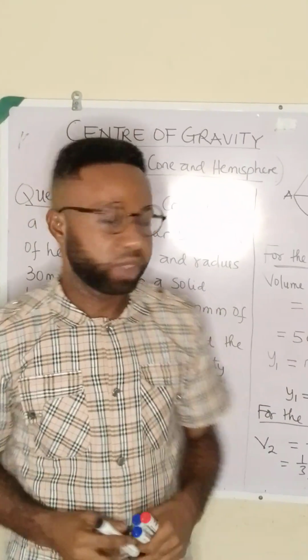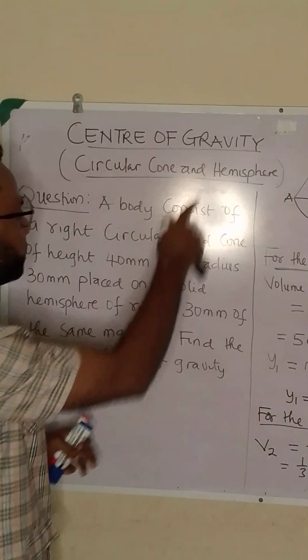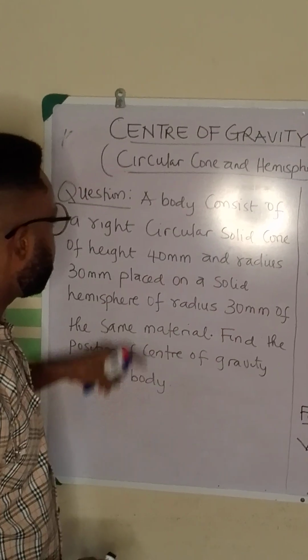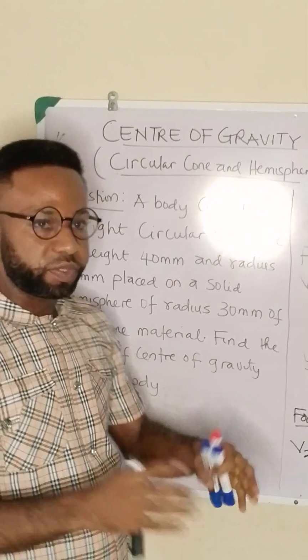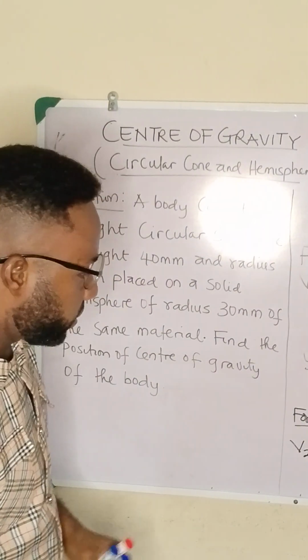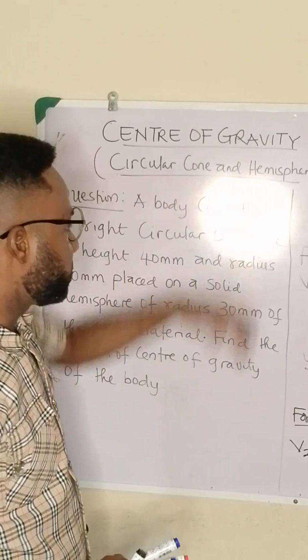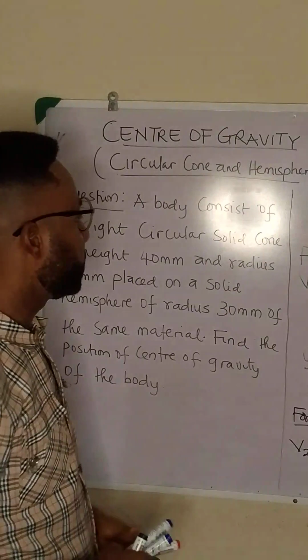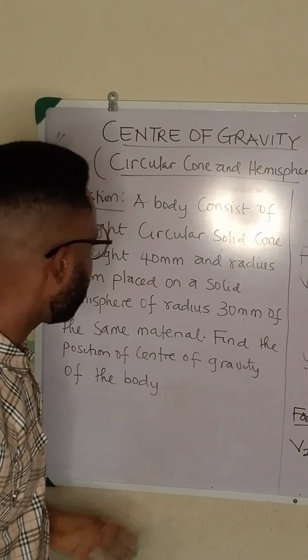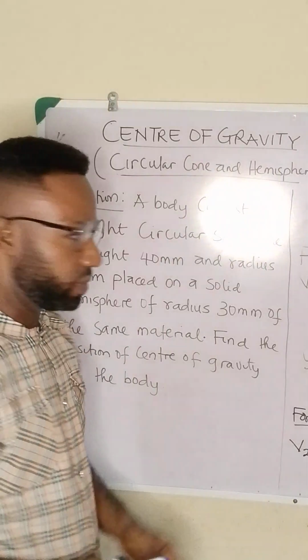Hello viewers, we are going to look at center of gravity, and under center of gravity we are going to consider circular cone and hemisphere, how to find the center of gravity in these shapes. These are solid shapes, 3D shapes, and so we are going to find the center of gravity for these shapes.